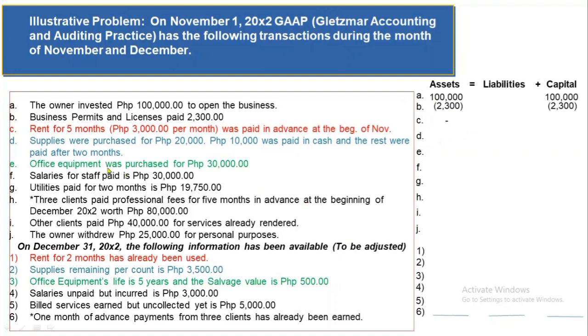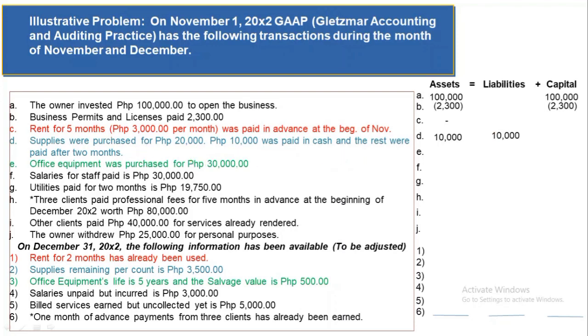In letter D, supplies were purchased for 20,000. However, 10,000 was paid in cash and the rest were paid after 2 months. In here, although the assets in the form of supplies increased by 20,000, another type of asset was sacrificed, which is cash of 10,000. So in effect, the net effect on the total assets is only an increase of 10,000. And of course, 10,000 liabilities will emerge because of the transaction.